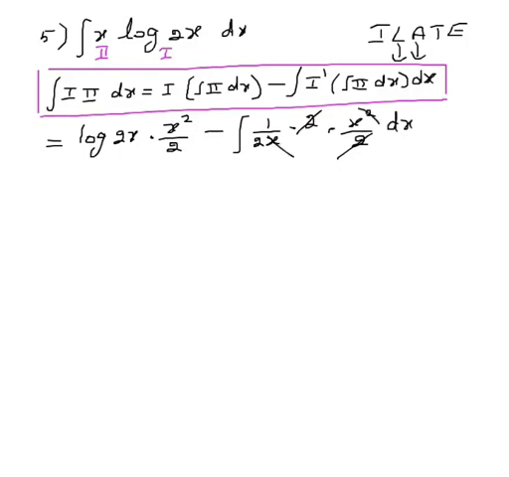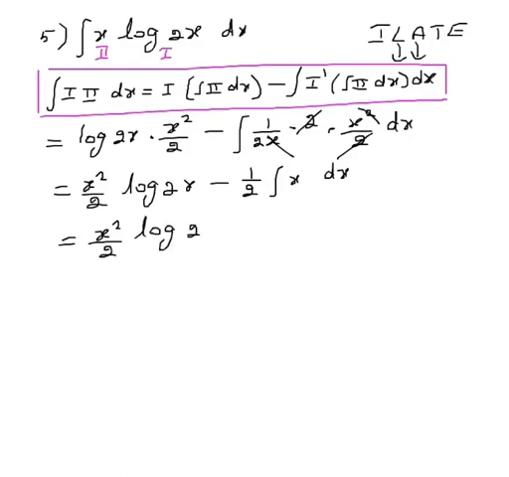One x also could be cancelled. The second term is half into integral x dx. Therefore, the answer is x square divided by 2 log 2x. Integral of x is x square divided by 2. Already 2 is there in the denominator, so it becomes 1 by 4 and plus c.